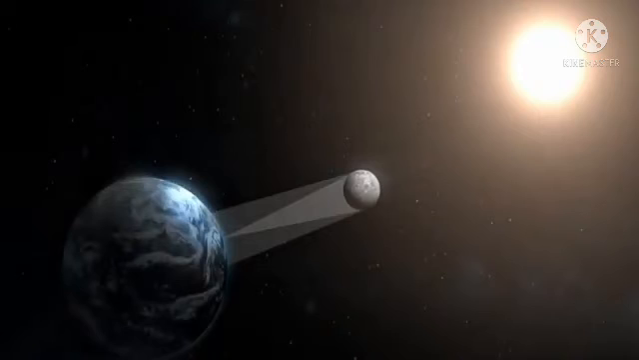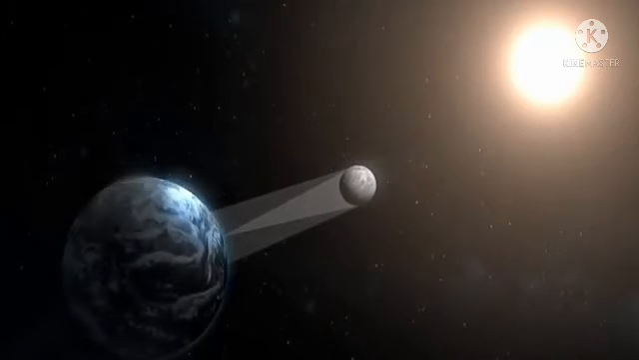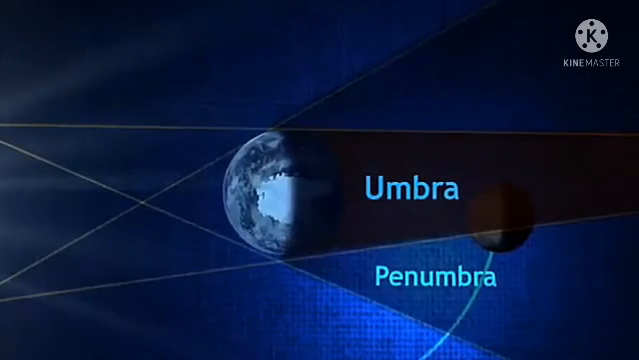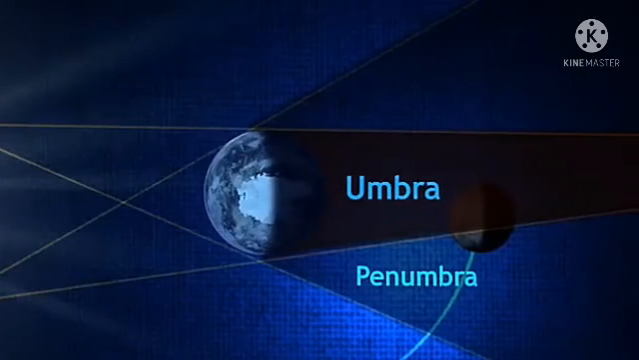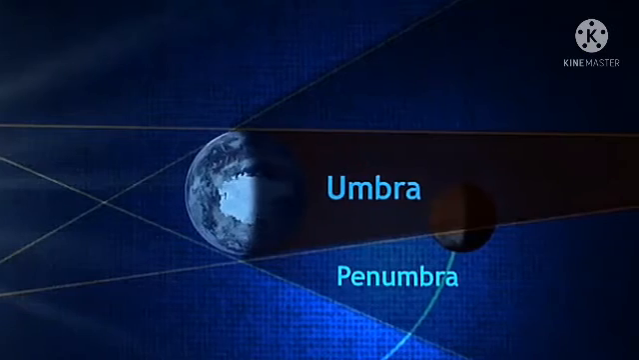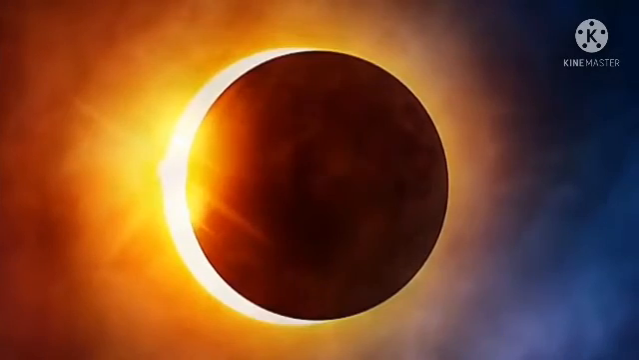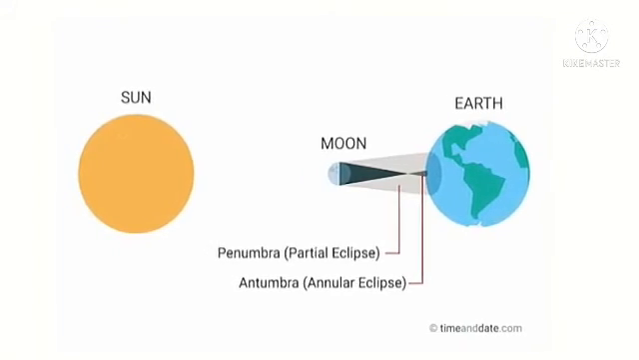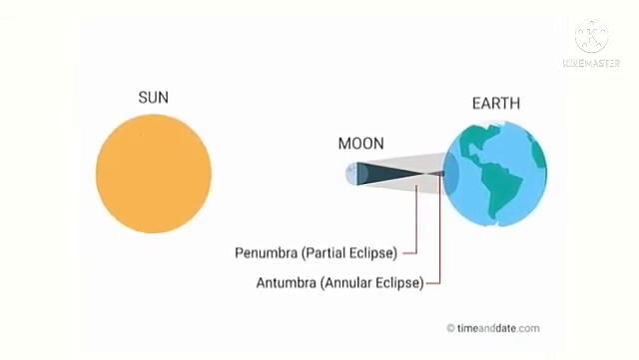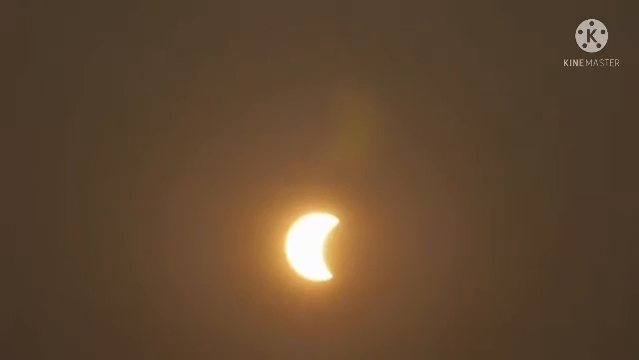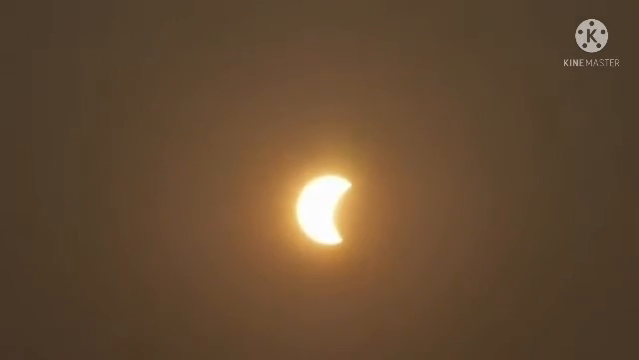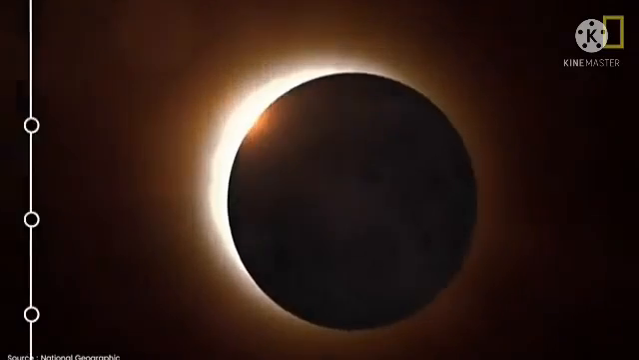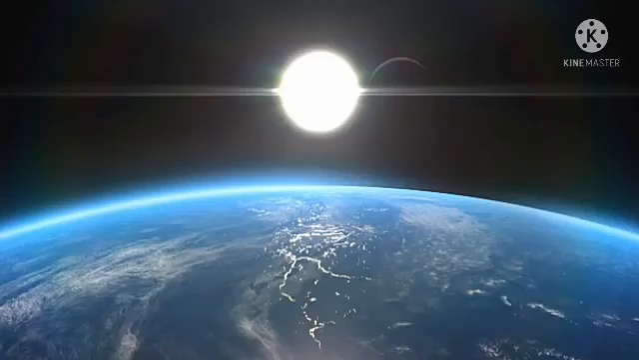Solar eclipse is a type of eclipse in which the moon comes between the sun and the earth, casting its shadow on the earth. The umbra is a smaller shadow, while the penumbra is a larger shadow. So you can see the penumbra and the umbra, which is the shadow of the moon cast on the earth.